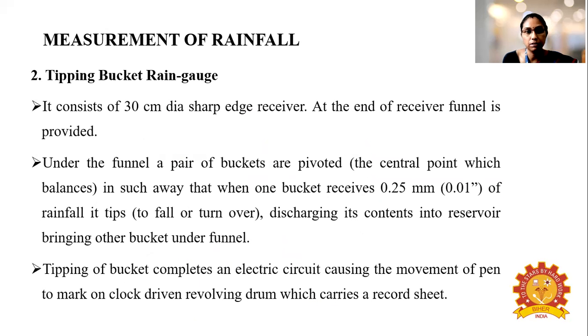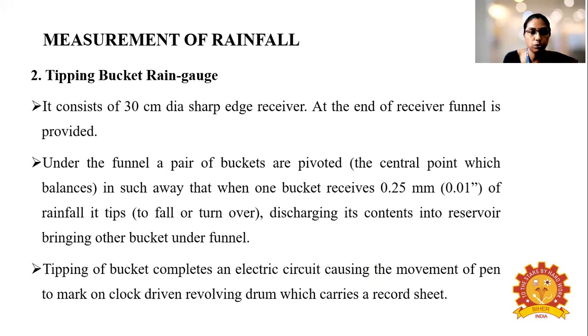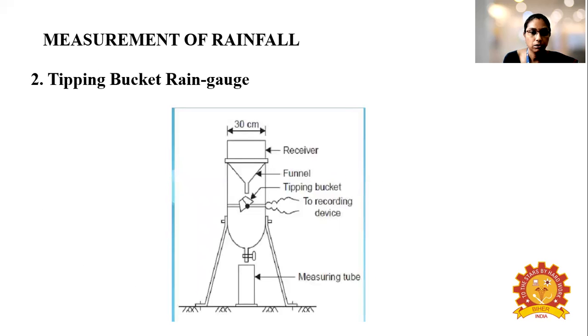Then the next type is the tipping bucket rain gauge. In this type of rain gauge, we have a sharp edge receiver. In the diagram you can see the receiver at the top, and then you have the funnel-like arrangement, and below the funnel you have the tipping bucket. The tipping bucket is connected to an electrical circuit which is connected to a recording device, and at the bottom you have the measuring tube. This is the whole arrangement of the tipping bucket rain gauge.